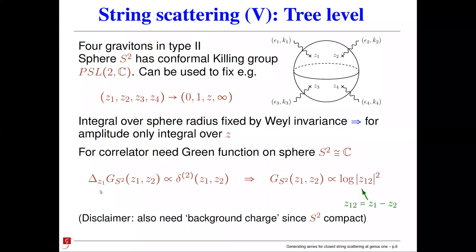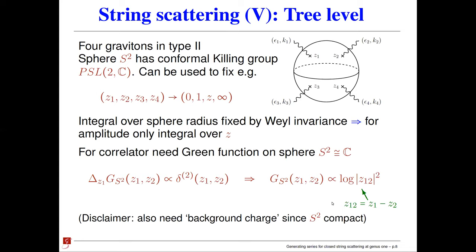Is the same as doing things in two-dimensional electrodynamics. So the Green function in that case is related to the logarithm of the distance. So what I write here is z1 minus z2, which is the difference z_{1,2}, up to some factors that I'm ignoring here. This is basically what the Green function on a two-dimensional flat Euclidean plane looks like.